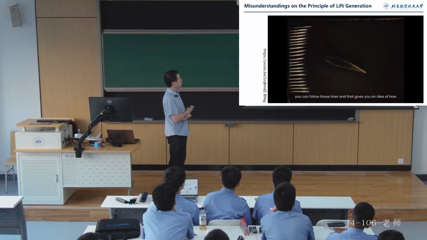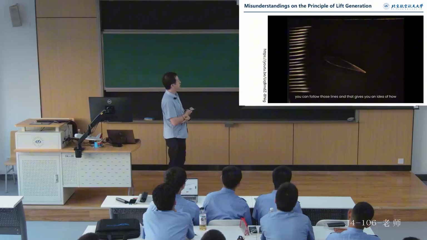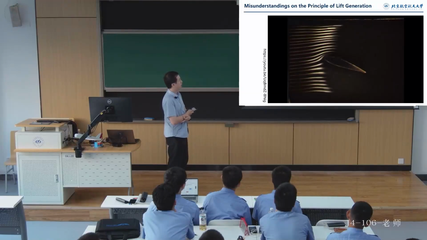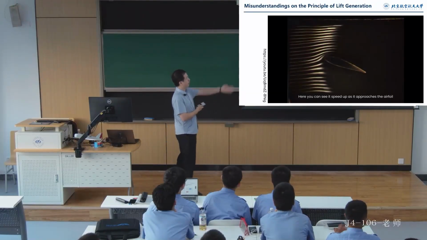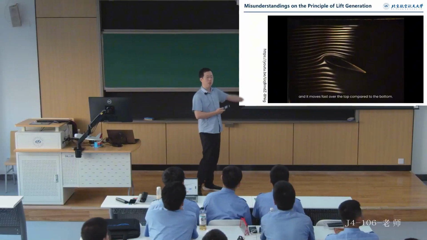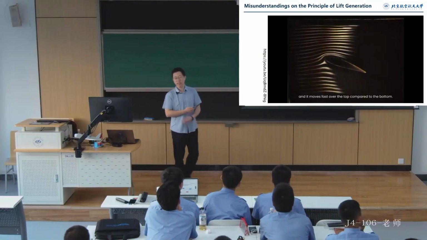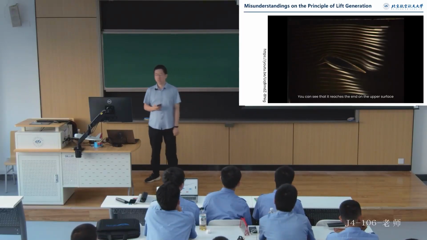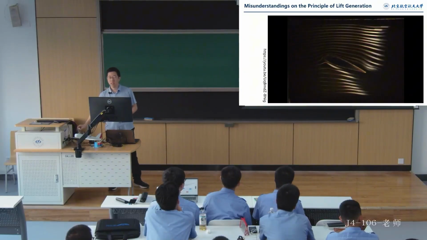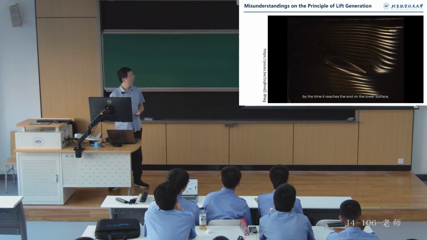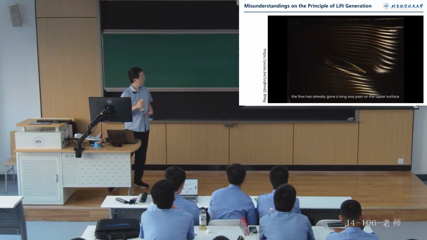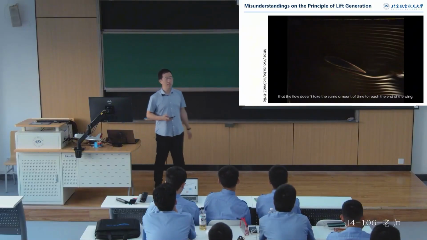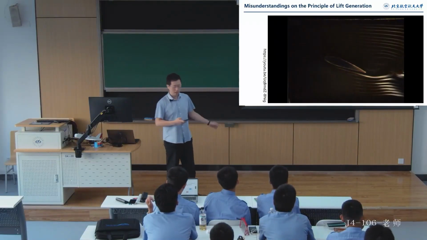Here, you can see the flow speeds up as it approaches. What do we see here? The flow speed on the top is indeed faster than the flow speed on the bottom, but they do not reach the rear edge simultaneously. So here it confirms for everyone that the first and most common popular science explanation is incorrect.